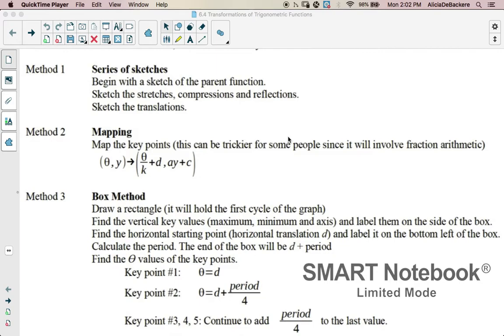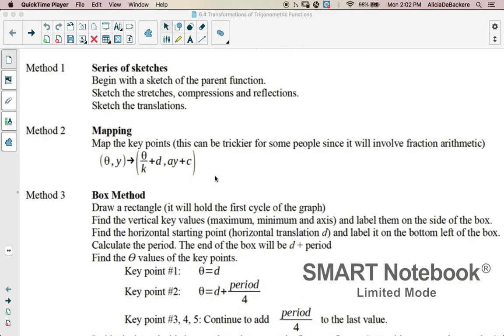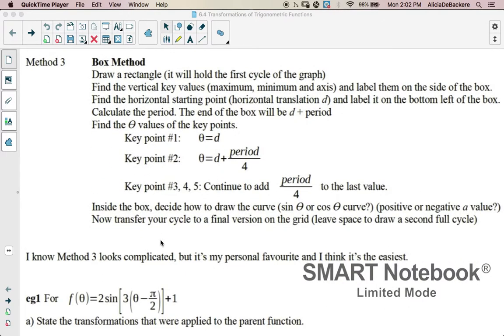I'm actually not going to go over method 1 or 2 because you've seen them before. I think that you guys are pretty confident with that. If you need some help though, let me know. I'm going to focus on method 3. It looks super complicated here where I've written out the instructions, but that's just because it's a new method, right? So I really want to make sure that you know what to do. It's my personal favorite method for trig. I think it's the easiest.